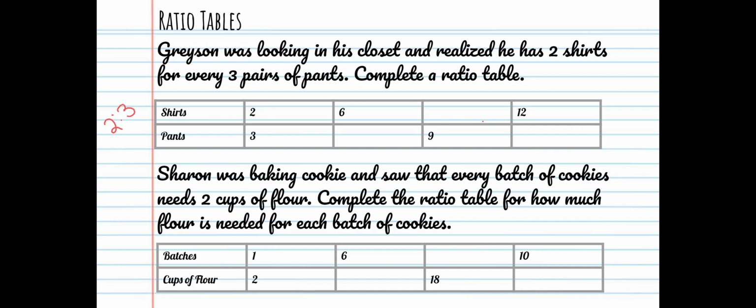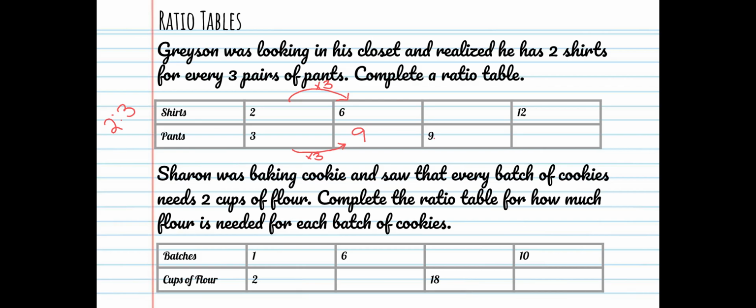Now we need to fill in the missing values here. So first we need to look at the relationship here between 2 and 6. So I know that I would have to multiply 2 by 3 to get 6. So just like when we're creating equivalent fractions, we have to do the same thing to both numbers. So I'm going to multiply 3 times 3, and I'm going to get 9. So our ratio here, if Grayson had 6 shirts, that means he has 9 pair of pants.